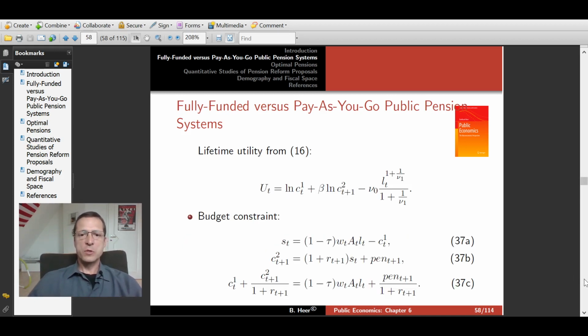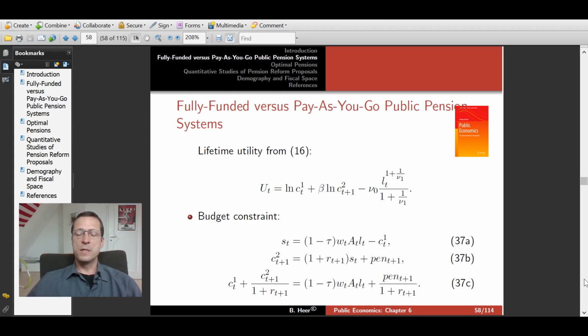So our lifetime utility is unchanged. We use equation 16. And lifetime utility is additively separable in utility from consumption today, ln C_1t, and next period, ln C_2,t+1. So we use logarithmic utility. We discount utility in the next period, in period t+1, by the factor beta. And the superscripts 1 and 2 denote the age. So 1 is the young household, the worker. 2 is the old household, the retiree.